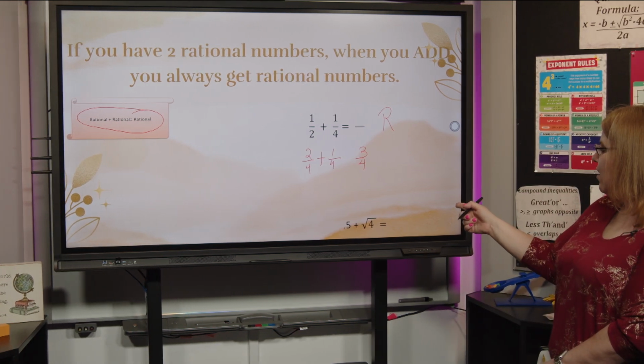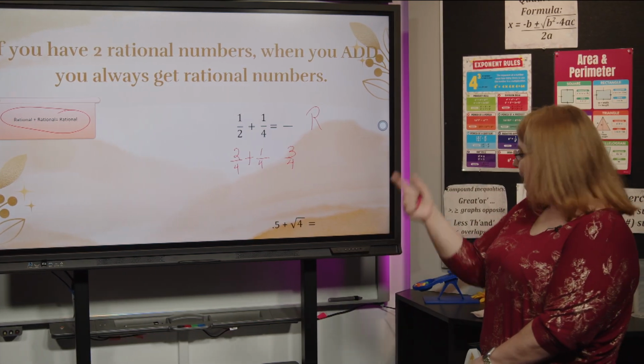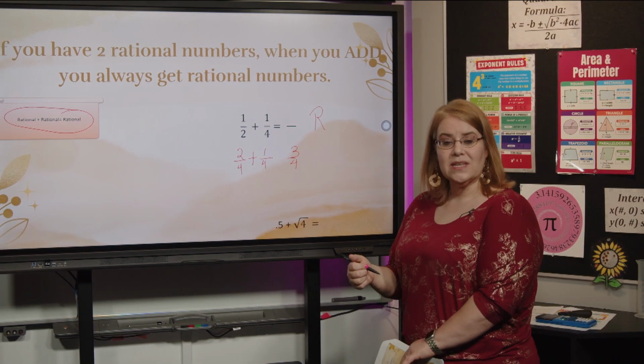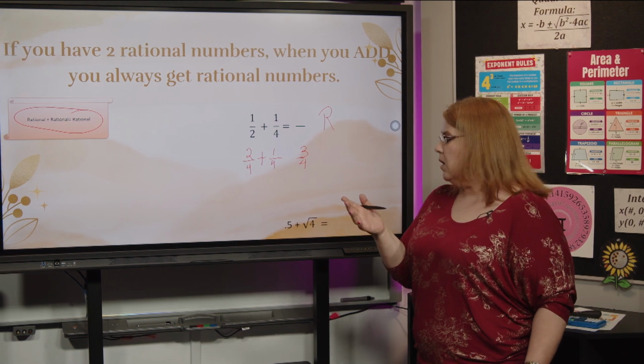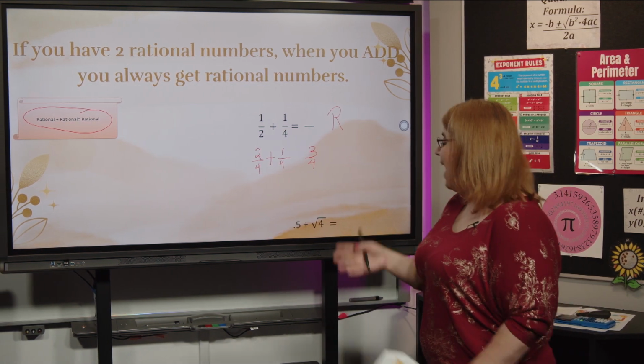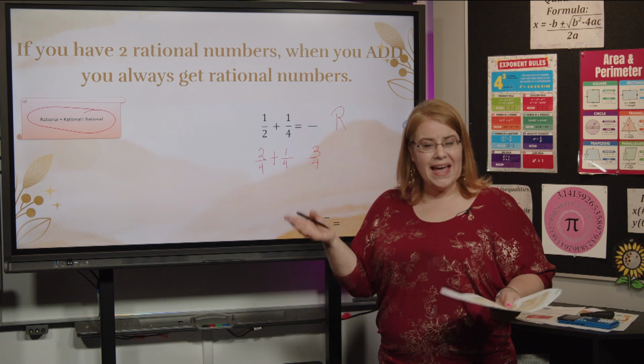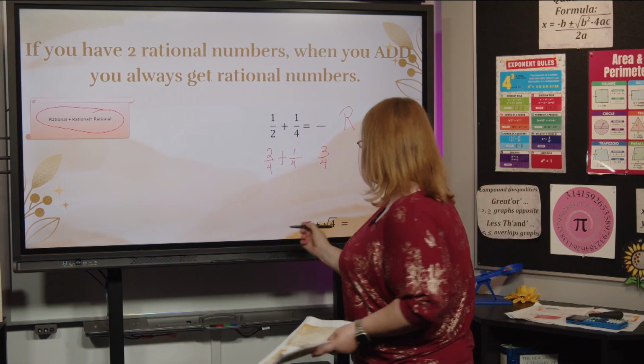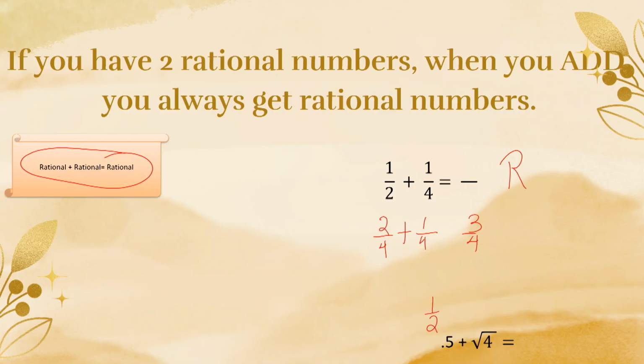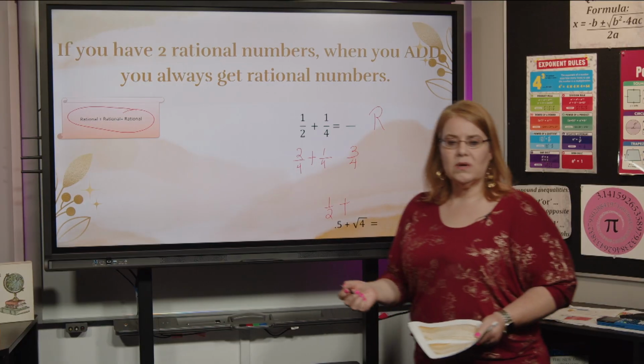All right, so let's look down here. I have a decimal and I have a square root symbol. Well, Miss Killen, what do we do? Turn the decimal to a fraction. When I have 0.5, that's a what? That's a half. Well, I know what that fraction looks like. So I have 1/2 plus, well, what's the square root of 4?